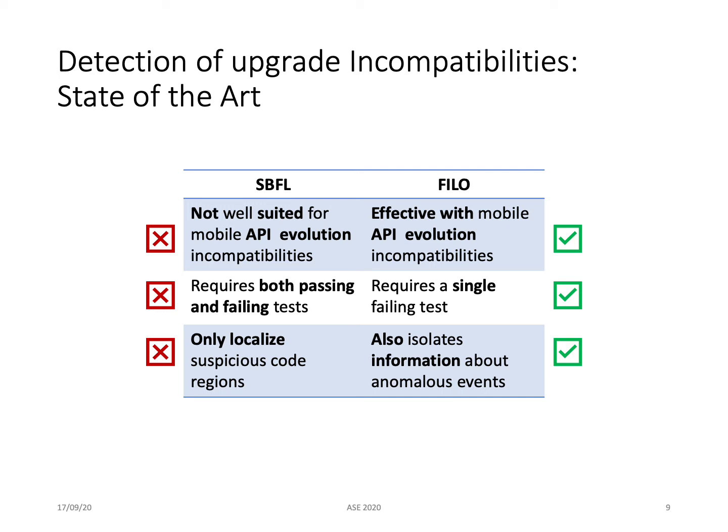Starting from these limitations, we built our tool, Philo, which is well-suited and effective with mobile API evolution incompatibilities. As an example, it doesn't require a full test suite in order to be executed. Instead, it just requires a single failing test that highlights the issue that we want to fix. And finally, it also isolates and shows further information about the anomalous events that happen during the issue.